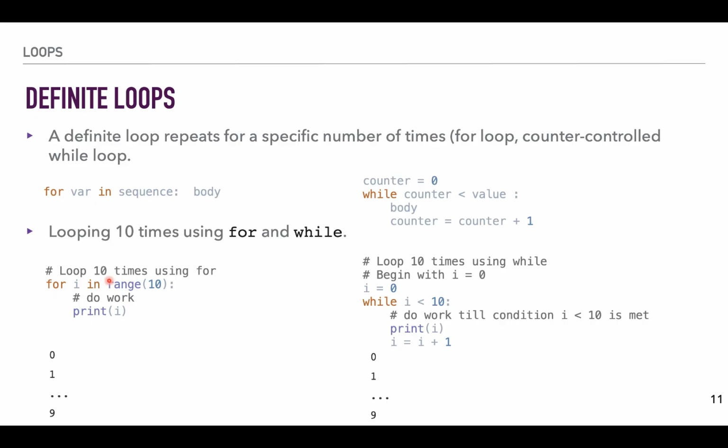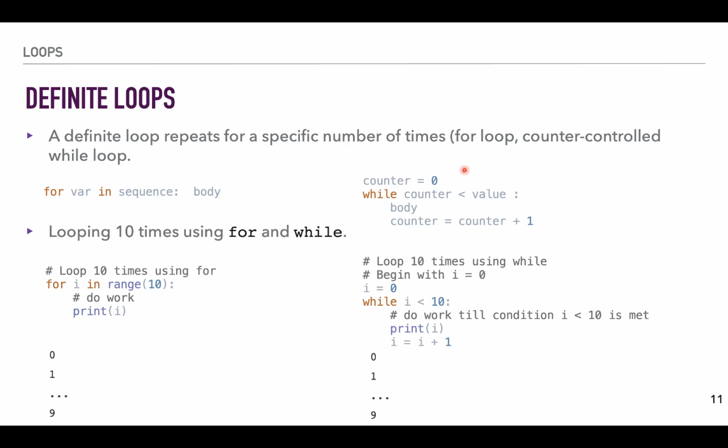For the case of the for loop, the range function controls the number of iterations. Consider the for loop in this slide: for I in range of 10, print I. So range of 10 is going to produce values from 0 up to 9, and this is what's going to be printed.